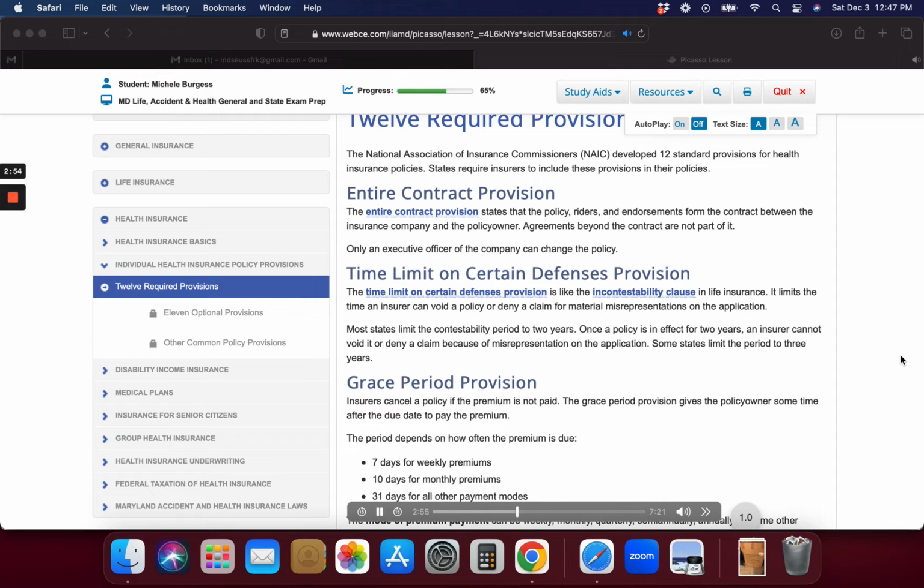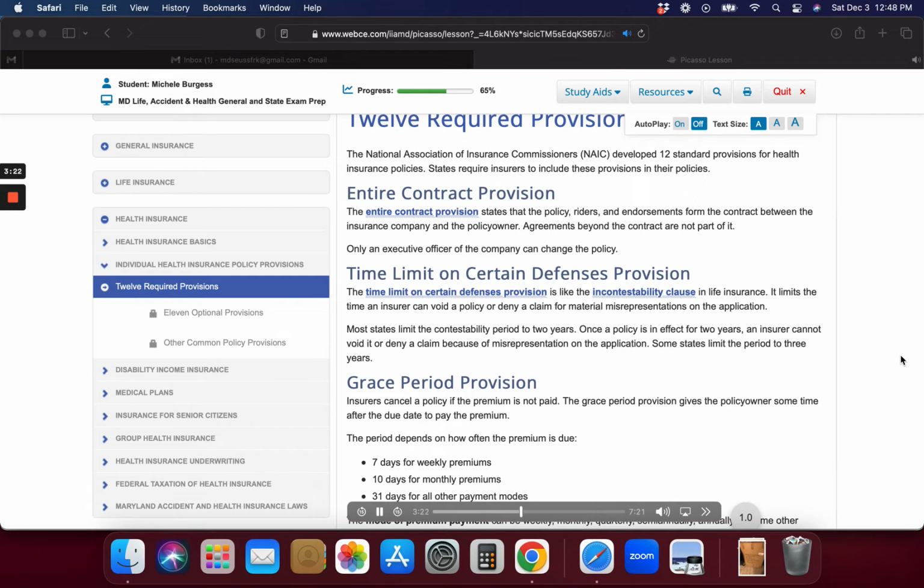Physical examination and autopsy provision. The physical examination and autopsy provision gives the insurer the right to have the insured take a physical exam when a claim has been filed. The insurer pays for this exam. An exam is common with disability income claims. If the claim arises from the insured's death, the insurer has the right to order an autopsy to determine the cause of death. The insurer pays for the autopsy.